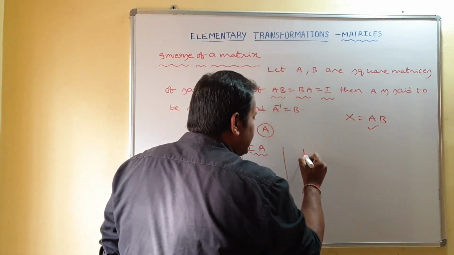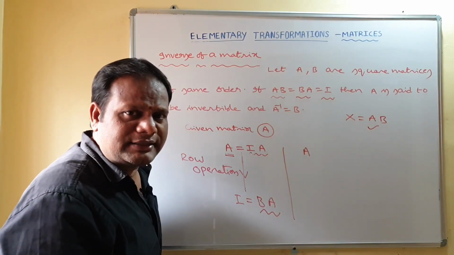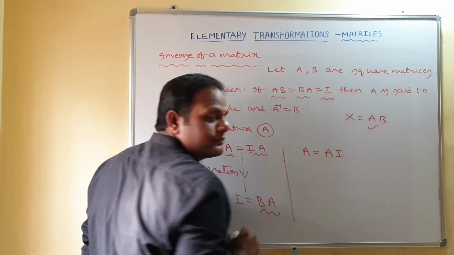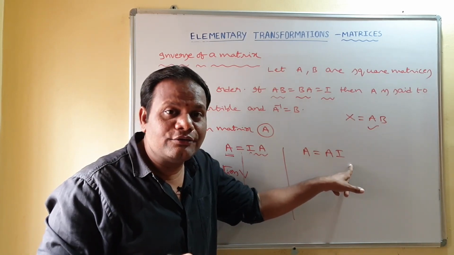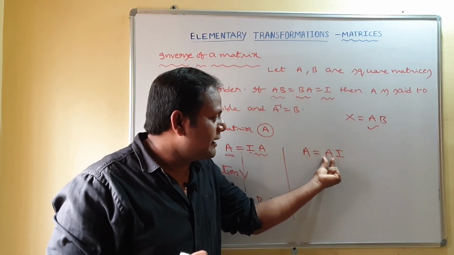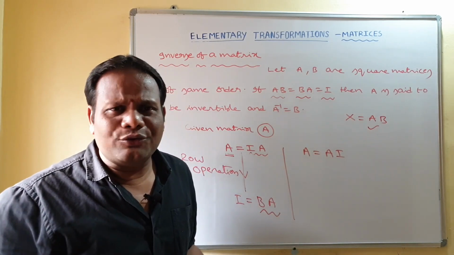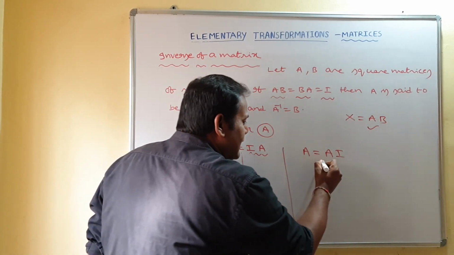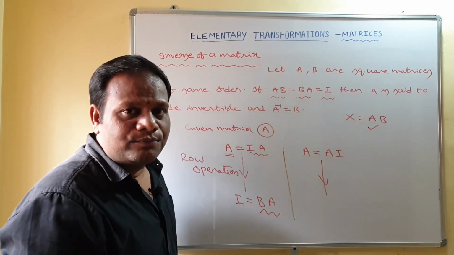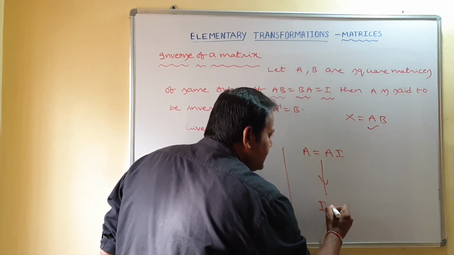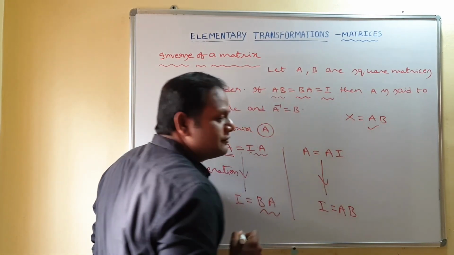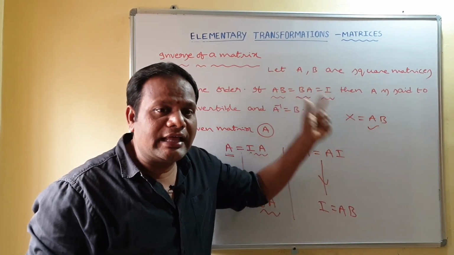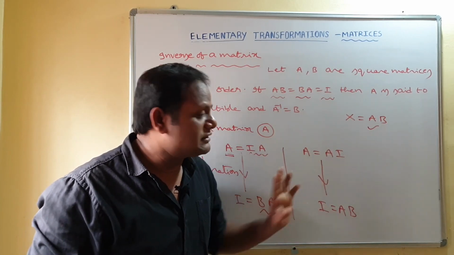Suppose you want to apply column operations. By that time, you take A as A into I. Why? Because you know that A into the identity matrix gives the same, so A only. So you can write A as A into I. Now your task is reducing this into the form I equal to AB. Once you get I equal to AB, from this definition you can tell A is invertible and A inverse equal to B.